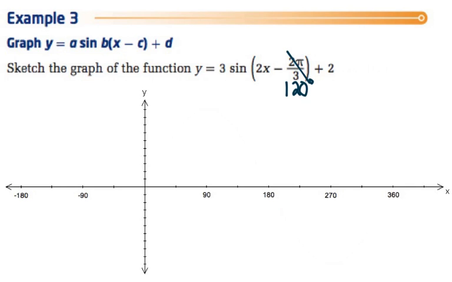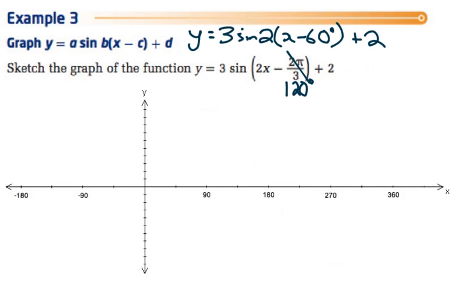The second issue with this equation is we also have a horizontal compression of 2. That's the 2x. Now, that horizontal compression needs to be presented outside of brackets, otherwise known as factored out, in order for us to actually deal with this. It hasn't been, so we actually need to factor it out ourselves. So we'll do that. We'll get y equals 3 sine of 2, factoring the 2 out, we'll get x minus 60 degrees, plus 2.